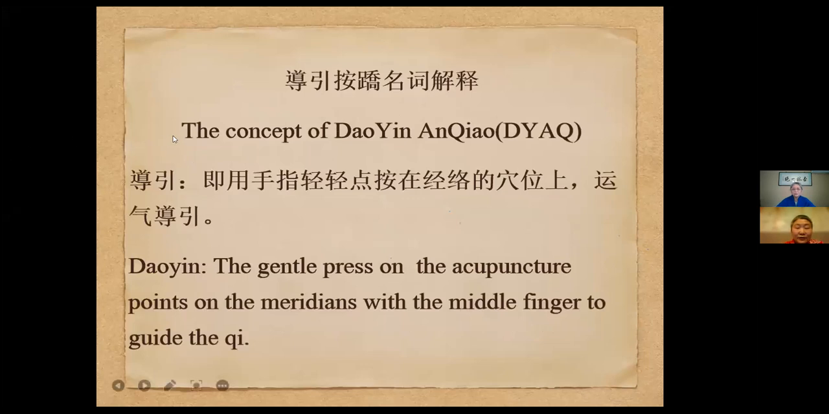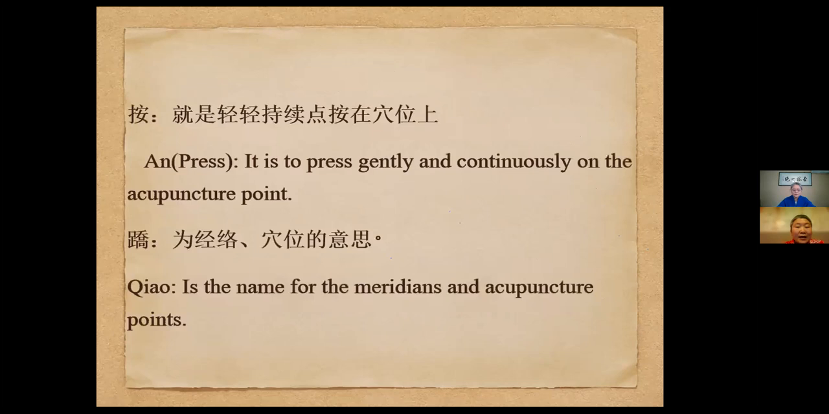The concept of Dong Yan Anqiao. First, let's see what Dong Yan is. Dong Yan is the gentle press on the acupressure points on the meridian with the middle finger to guide the qi. It is a gentle press, not a heavy press. An means press. It is pressed gently and continuously on the acupuncture point. Qiao is the name of the meridians and the acupuncture points. Yeah, we press on the meridian.